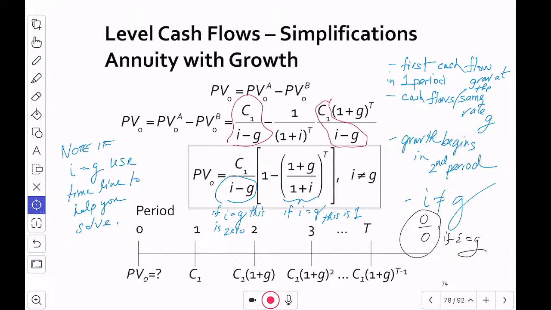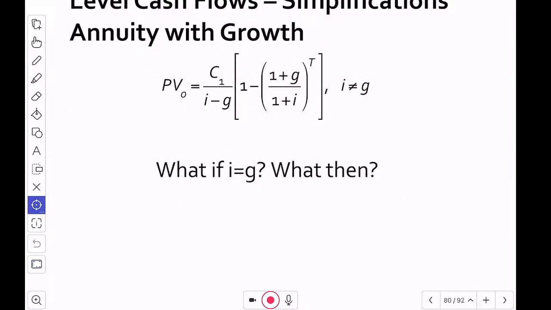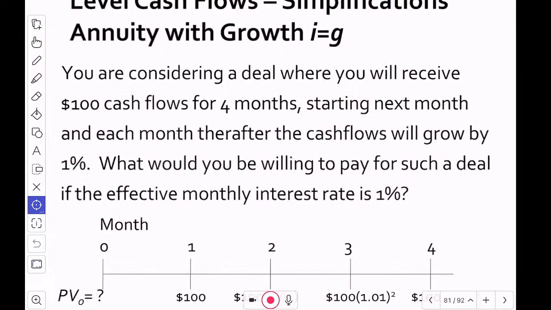Why there will be an answer, because you're going to have cash flows that you need to account for. It's just that G is equal to I, and this formula doesn't work for you. And we'll see that example here. So what if I equals G? Here's an example.